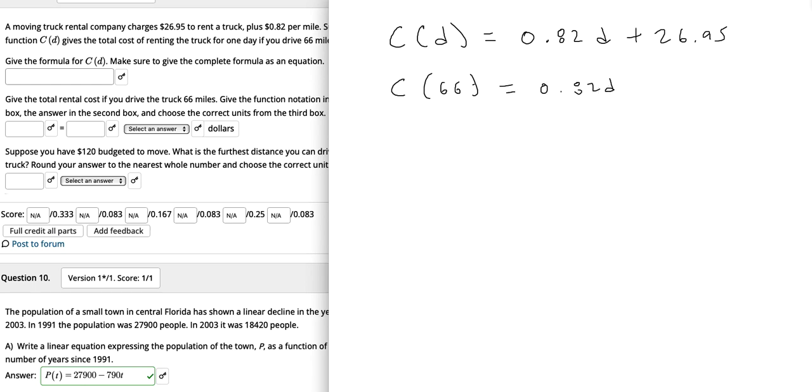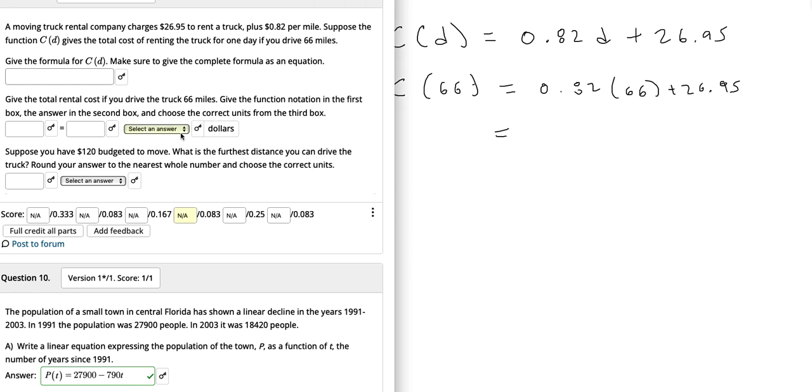We actually do it though. There we go. And then we throw that into a calculator, and that will give us the answer that goes in this box. And then here, that would be in dollars because we're finding the cost. So the units would be dollars.